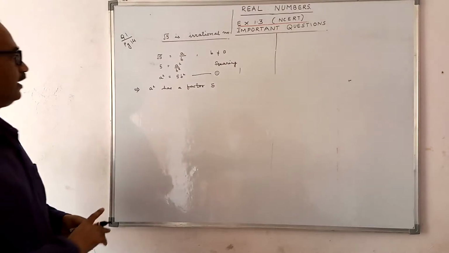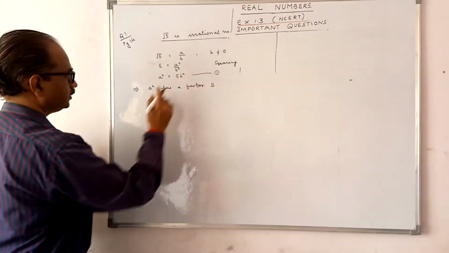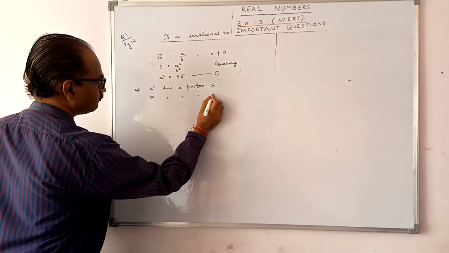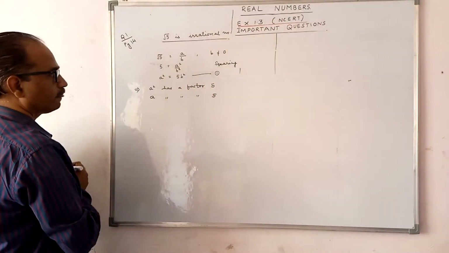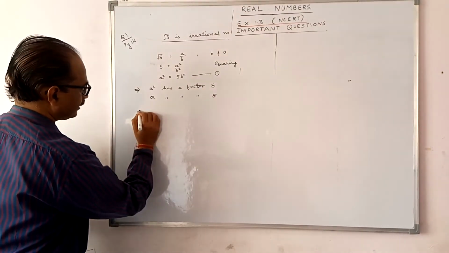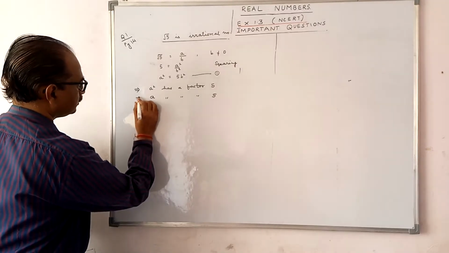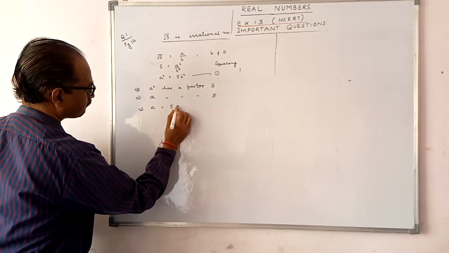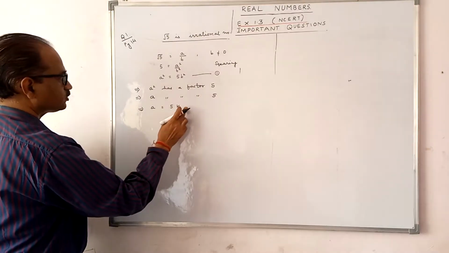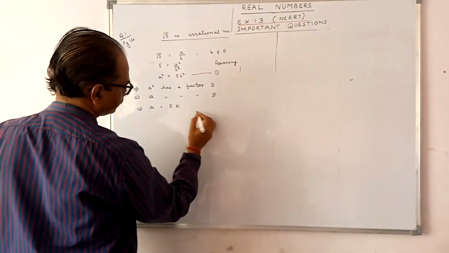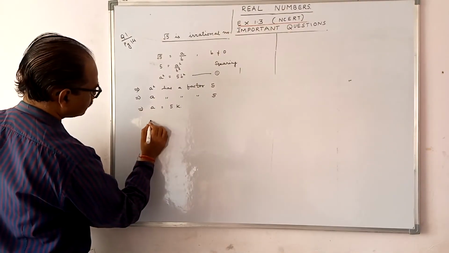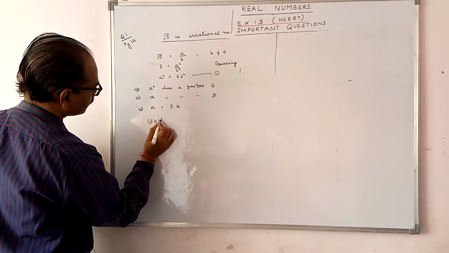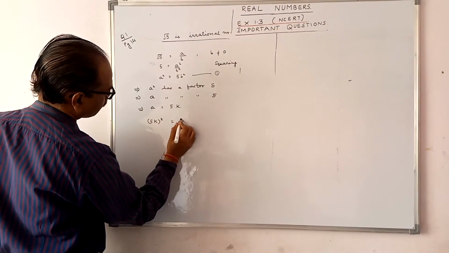a square has factor 5. Therefore, a also has a factor 5. Now, if a has a factor 5, this means a can be expressed as 5 into k. Placing this value in equation number 1, we get (5k) square is equal to 5b square.